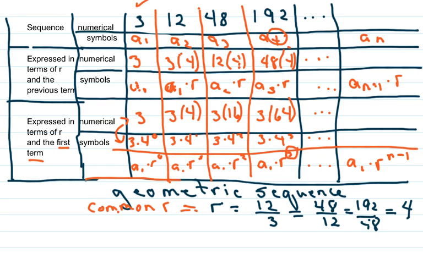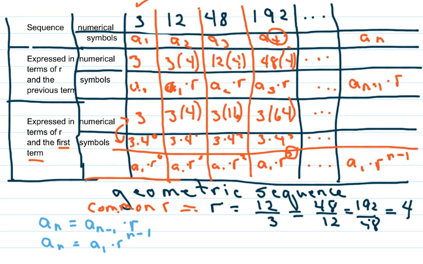So we have two formulas here, and you can use either one, whatever works better. A sub n equals A sub n minus 1 times r, and we also have A sub n equals A sub 1 times r to the n minus 1 power.